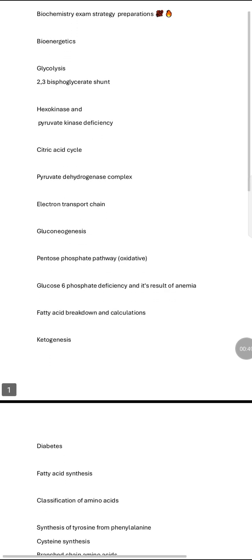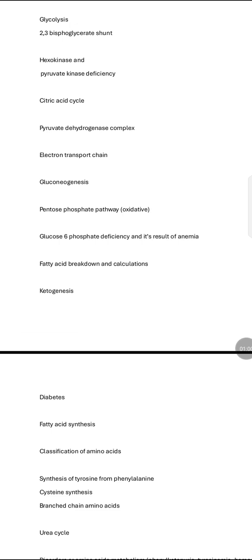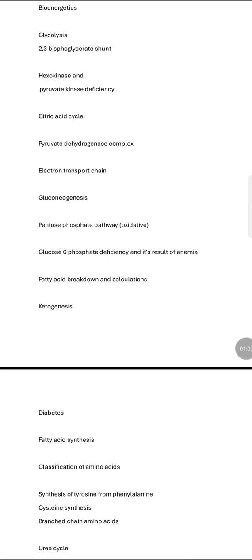Also, go to the deficiencies, hexokinase and pyruvate kinase deficiency. Citric acid cycle, where we have converted pyruvate to acetyl CoA that has been produced from glycolysis. Now, the acetyl CoA we channel it to the citric acid cycle, right?